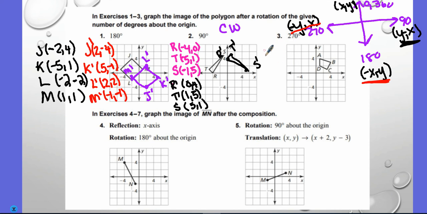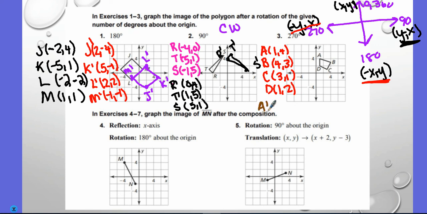Alright, so A is 1 and 4. B is 4 and 3. Three and 1. And then 1 and 2. Okay, so now we're just going to follow the rule to get the primes.